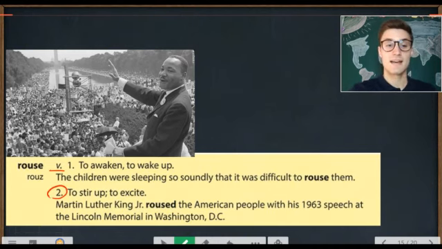The second verb meaning, to ruse, means to stir up, to excite. Martin Luther King Jr. rused the American people with his 1963 speech at the Lincoln Memorial in Washington, D.C. See? He rused the people. He excited them. He got them stirred up, fired up, ready to go.